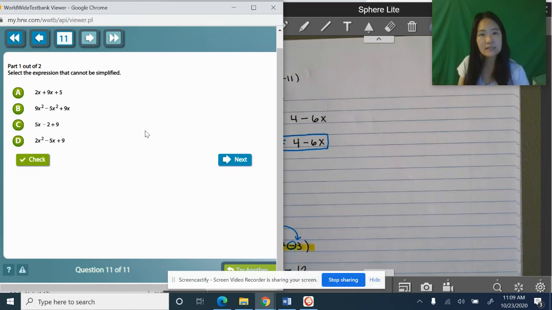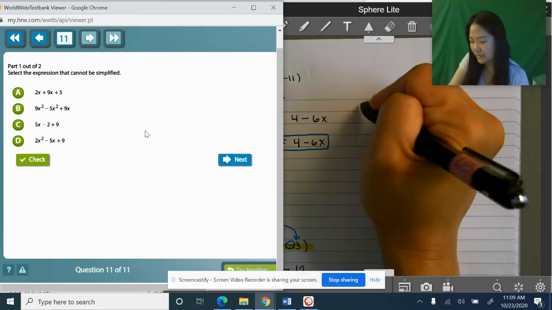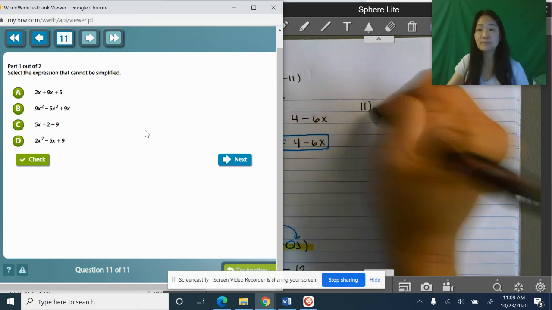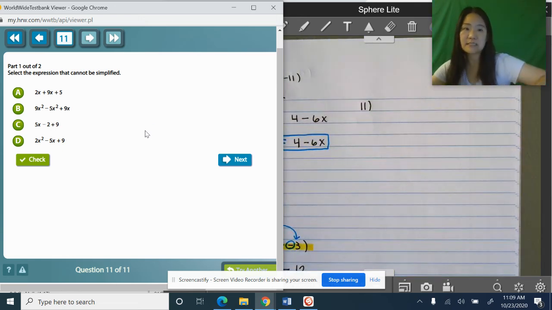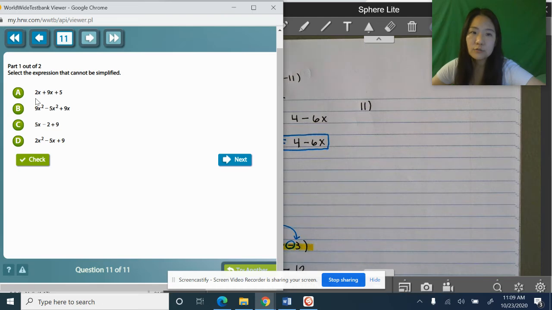It says select the expression that cannot be simplified, meaning it's already been simplified to the lowest terms. Well, let's take a look at each one. 2x plus 9x plus 5. It's not simplified yet because I could still combine 2x and 9x. So that's not it. 9x squared minus 5x squared plus 9x. Not the answer because you could still combine these two. Those are like terms. Or you can actually subtract them. Okay, so that's not it.